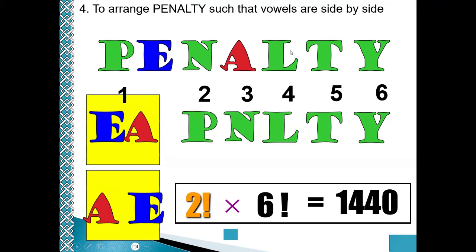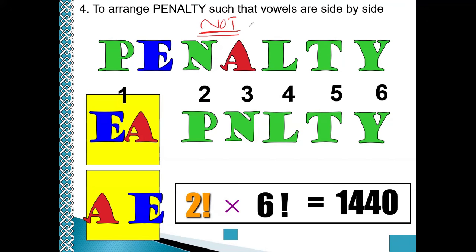Okay, so this is such that vowels are side by side. There could be a question again in this, where the question can be changed. To arrange PENALTY, in how many ways are the vowels not side by side? I am bringing in the complementary method now. In how many ways are they side by side? 1440. So for the negative question, in how many ways are they not side by side?